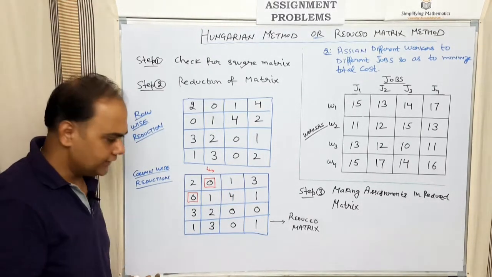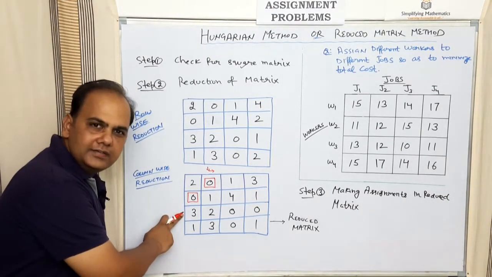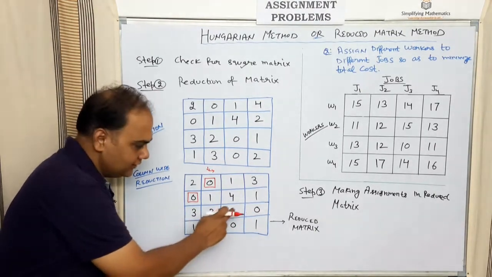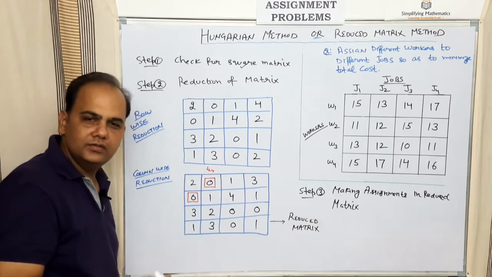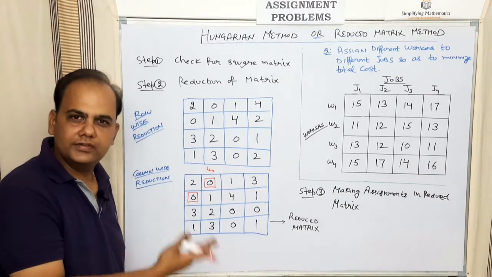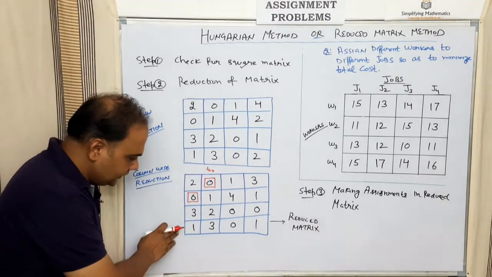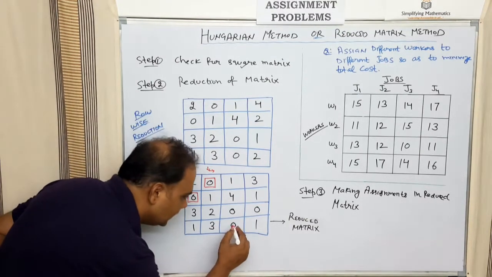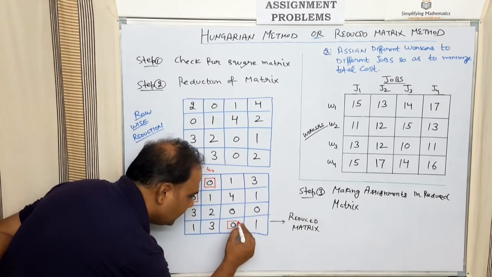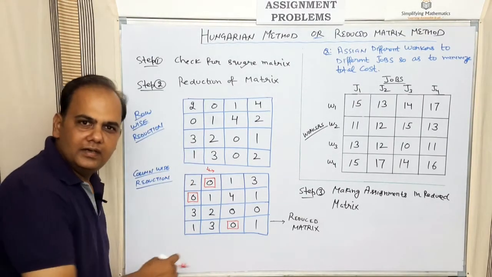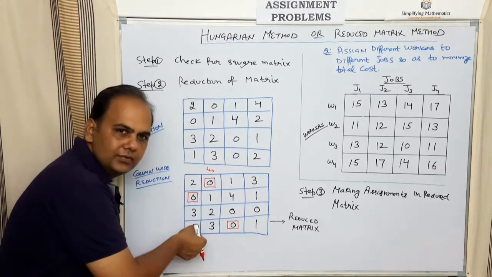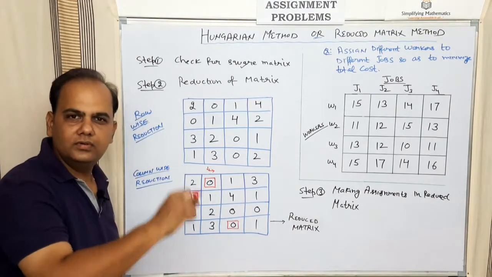Now moving towards the third row, are you getting any single 0 in the third row? No, you are not getting a single zero here. Two zeros are there, so you should leave that row and move towards the next row. Now in the next row, are you getting a single zero? Yes, so this is a single zero. Here you mark an assignment, and corresponding to this cell in this column and in this row, if there is any other zero, we should cross it out.